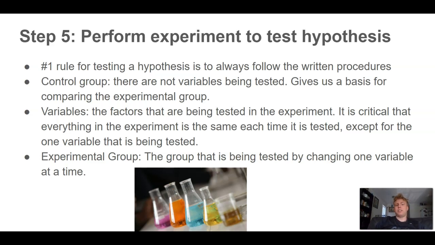Variables are the factors in an experiment that are being tested. It is extremely important during an experiment that you test one variable at a time. When you test more than one variable, complications can arise, and it can be very difficult to identify what is actually causing the change. And then, of course, your experimental group is the group that is being tested by changing one variable. And then you would compare your experimental group's results to your control group results.